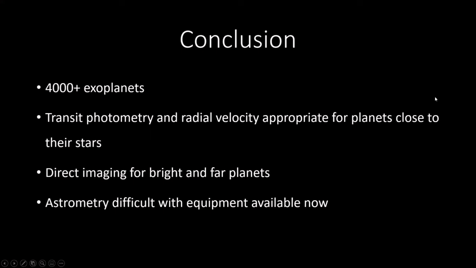In conclusion, over 4,000 exoplanets have been detected and confirmed, and thousands of other candidates are still waiting for further observations. The most effective methods are transit photometry and radial velocity. They are excellent for finding exoplanets that are fairly close to the host star. On the contrary, direct imaging works well for far and bright planets, such as young planets emitting heat of formation.